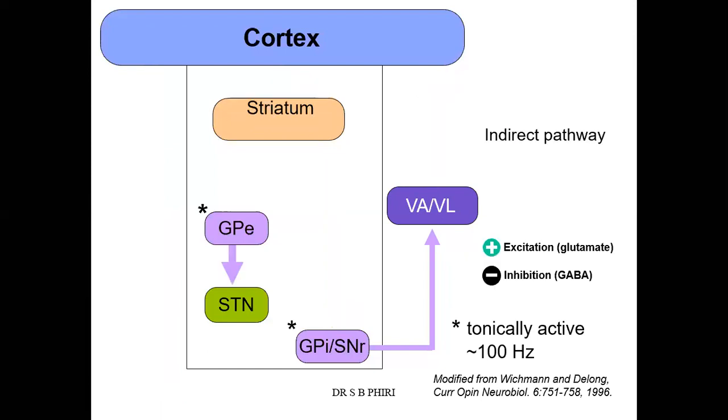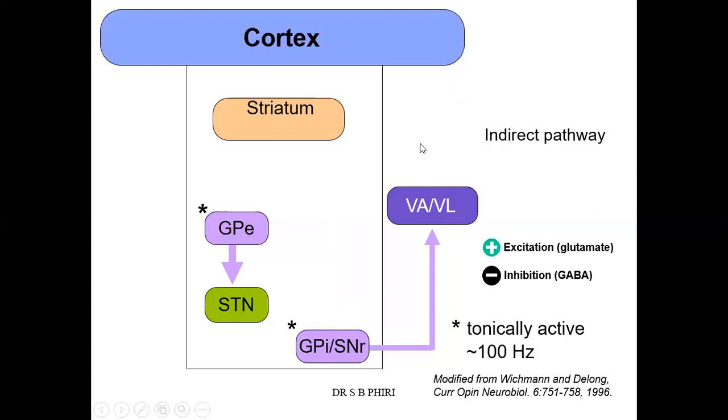Then the indirect pathway. The information from the supplementary motor cortex, premotor cortex, is going to stimulate the striatum. Before that, there was no stimulation. If there is no stimulation, you have neurons that are tonically active. So you have a tonically active neuron from globus pallidus internal that is inhibiting the anterior ventral lateral neurons from firing an action potential.